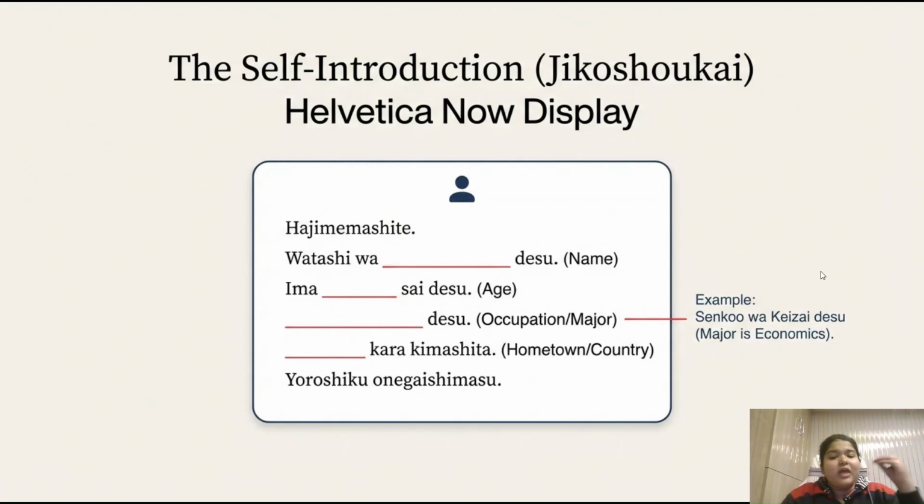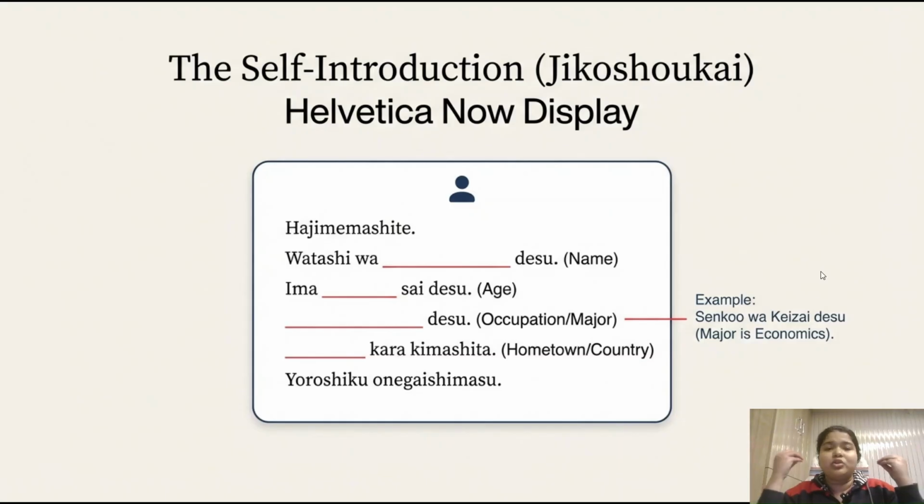Then we have major or occupation. For example, senko wa keizai desu. Senko means major. Your subject is keizai, which means economics in Japanese. Then we have dash kara kimashita. It can be your hometown or your country. If you're watching this from Tokyo, you're going to say Tokyo kara kimashita. If you are watching from New York or from Delhi, you're going to say New York kara kimashita, Delhi kara kimashita. Yoroshiku onegaishimasu.